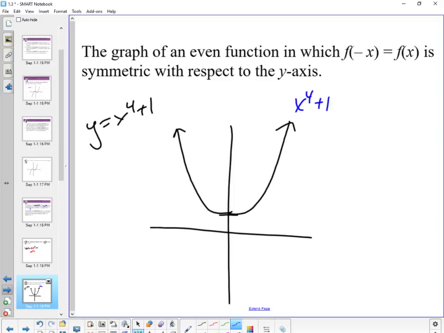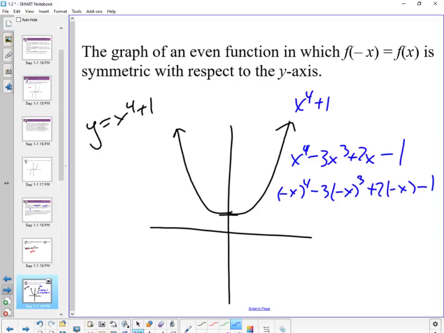Does that make sense? But if I had something like, let's say it was even, x to the 4th plus 3x to the 3rd plus 2x minus 1. I'm just making this one up. I don't know if it's going to work or not, okay? And if I were to change all the signs, so this would be negative x to the 4th, negative 3 times negative x to the 3rd, plus 2 times negative x minus 1, okay?